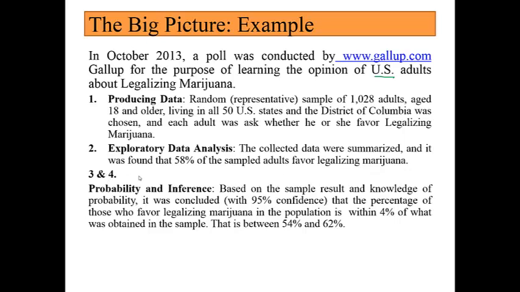Then, in the third and fourth steps, they combined probability and inference based on the sample result, that 58% in favor, and the knowledge of probability. It was concluded with 95% confidence that the percentage of those who favor legalizing marijuana in the population is within 4% of what was obtained in the sample. This is called the margin of error. Therefore, it is concluded that in the whole population, the percentage of adults in favor of legalizing marijuana is between 54% and 62%.